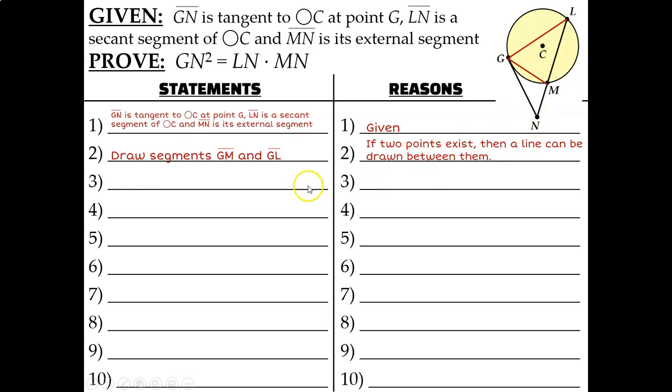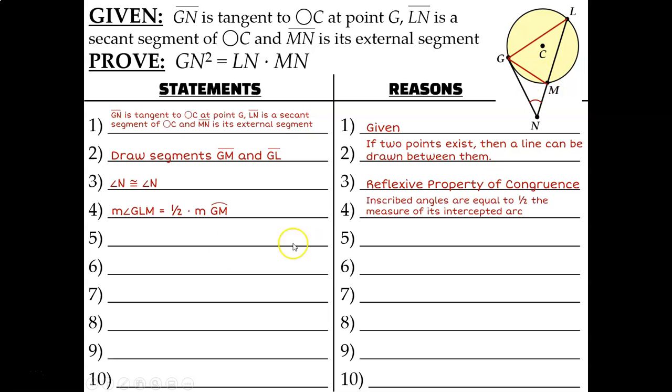I notice once again that they share angle N, so I can say that N is congruent to N by the reflexive property. I see that angle GLM is an inscribed angle, and I know that an inscribed angle is equal to half the measure of the intercepted arc. So the measure of angle GLM is equal to 1/2 times the measure of arc GM. And likewise, I can say that the measure of angle MGN is equal to 1/2 of that intercepted arc as well.